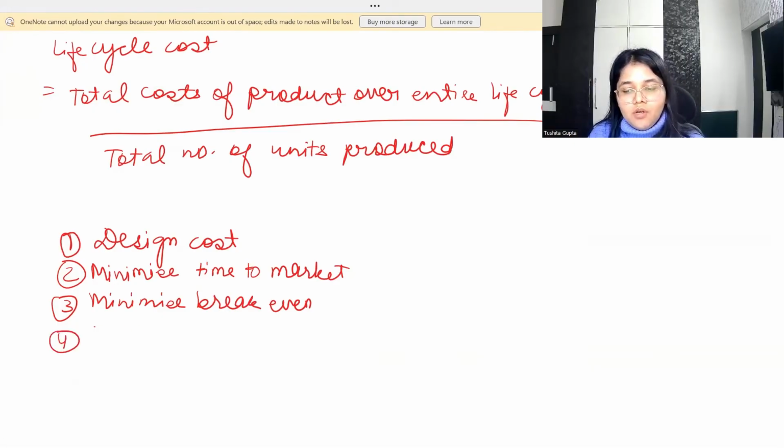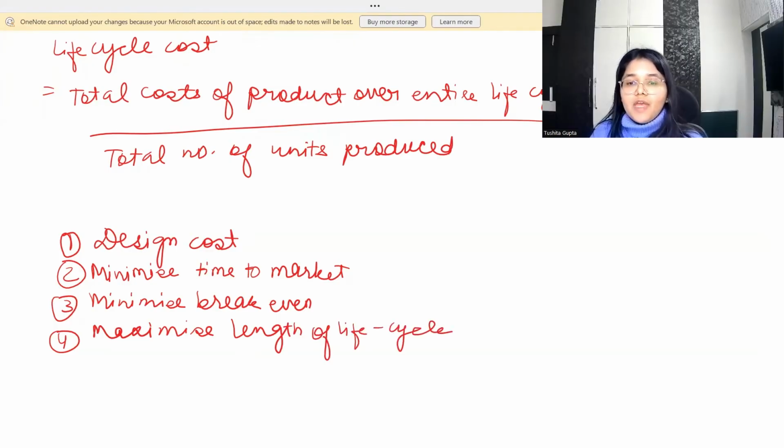Another way is to maximize the length of the life cycle. Perhaps if I'm able to sell that product for 5 years, I'm going to try to find out ways that I can sell that product itself for 7 years, maybe, to maximize the length of the life cycle. The more that I sell, the more money that I make. So these are some of the factors that I can consider to maximize the return that I earn on a product.